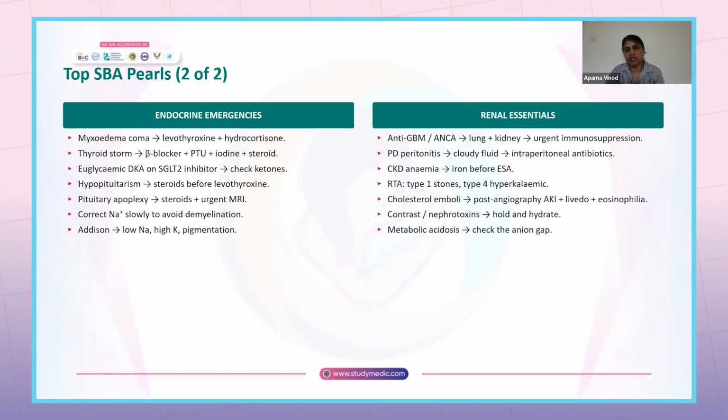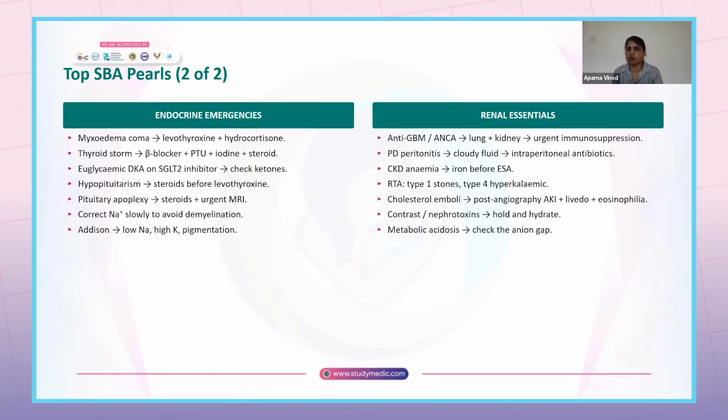For renal essentials, in basement membrane disease, look for anti-glomerular basement membrane or ANCA when you are having simultaneous lung and kidney injury. Like in Goodpasture syndrome, they will give you symptoms of lung injury and kidney injury, and the treatment will be urgent immunosuppression. For peritoneal dialysis, you can have questions based on peritonitis.